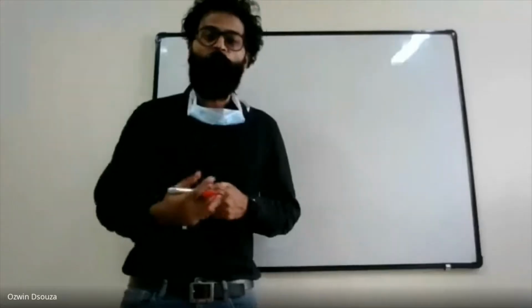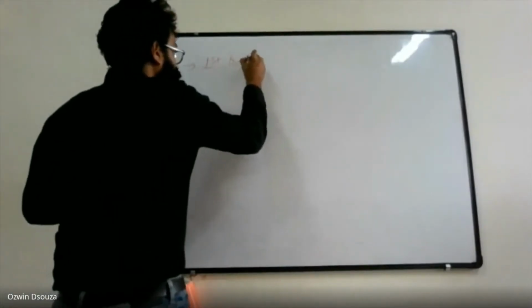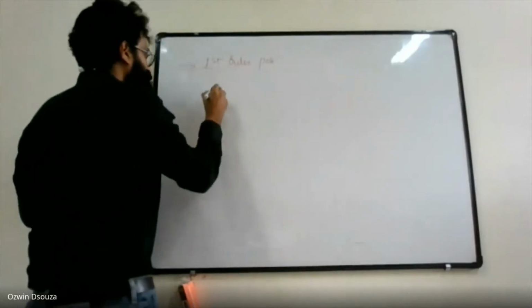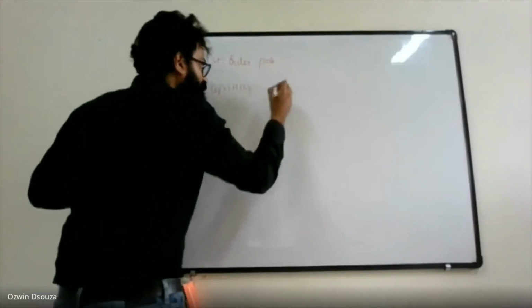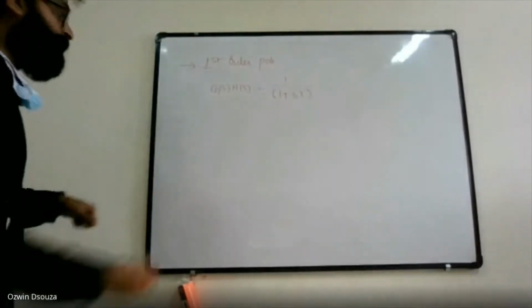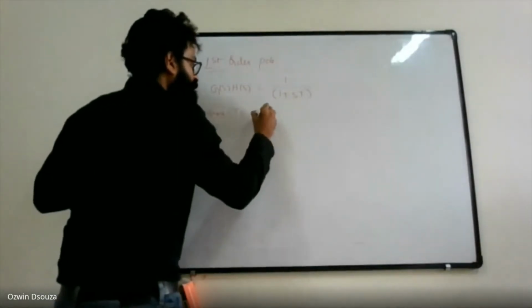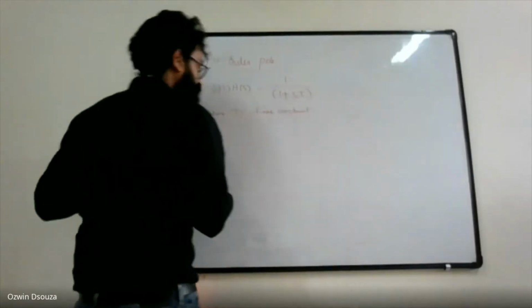Let's say you have a first order pole. First order pole as in, let's say, G(s)H(s) is equal to 1 divided by 1 plus sT, where T is equal to the time constant.